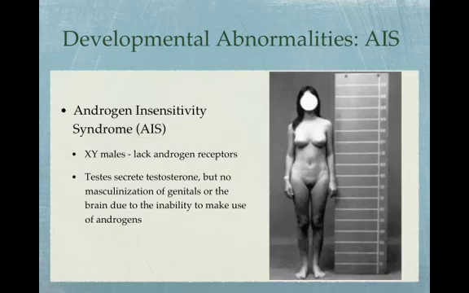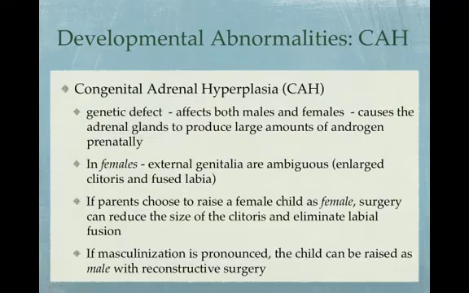Another potential issue in development is congenital adrenal hyperplasia, also called CAH. And CAH is a genetic defect, and it affects both males and females. It causes the adrenal glands to start secreting excesses of androgens. And those androgens are fine for males, but in females, they start to masculinize the fetus. And so the external genitalia sometimes are ambiguous. The female genitalia are enlarged.